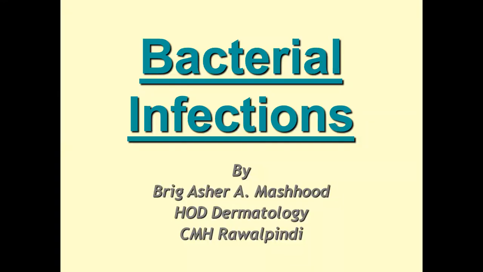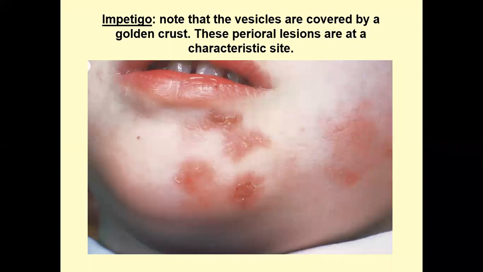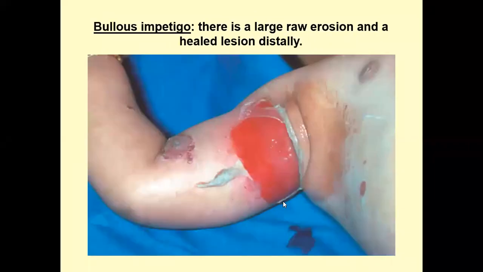I have deliberately omitted tuberculosis and leprosy from this lecture because I've already talked a lot about the histopathological findings of tuberculosis and of leprosy. So let's start from the most common bacterial infection which we come across almost daily in our OPD, that is impetigo. And I don't think any of you will have any difficulty in diagnosing impetigo.